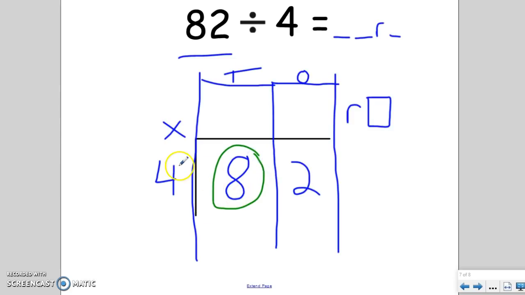My target's 8. 4 times what gets me closest to 8 without going over? 4 times 2 is the best, because 4 times 3 is 12. That's already too high. 4 times 2, when I pull back that arrow, 2 times 4 lands at 8. My target was 8. I landed at 8. I'm 0 away. Got my smiley face.